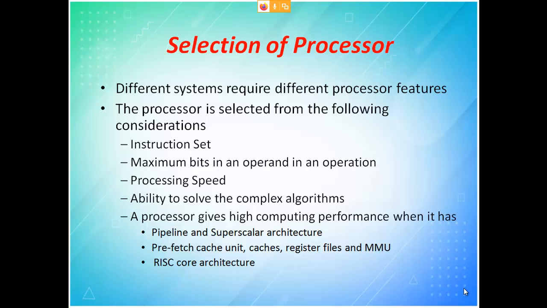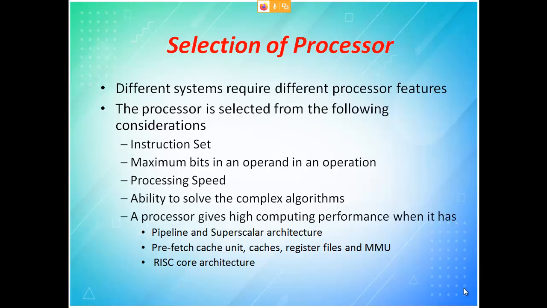The processor is selected from the following considerations: number of instruction set. Whether you require a high instruction set, you have to go for a high instruction set processor, or I think you might have heard of RISC, reduced instruction set computer processor, where the instructions will be fewer. Then maximum bits in an operand in an operation, that is 8-bit or 16-bit or 32-bit or 64-bit. Then processing speed, what speed you want, whether you want it in the order of kilo, mega or giga, that you have to decide. Then the ability to solve the complex.